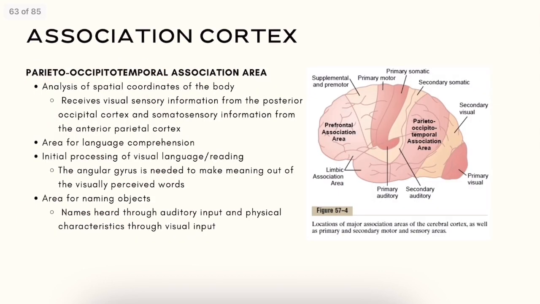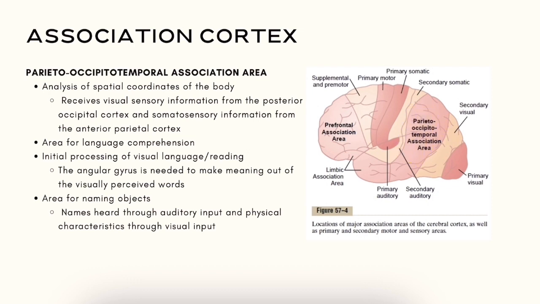And then we have our parieto-occipito-temporal association area. This is responsible for several functions. Included are the analysis of spatial coordinates of the body, and the area for language comprehension. It's also for the initial processing of visual images, and this is also the area for naming objects. Okay, so that's your parieto-occipito-temporal association area.